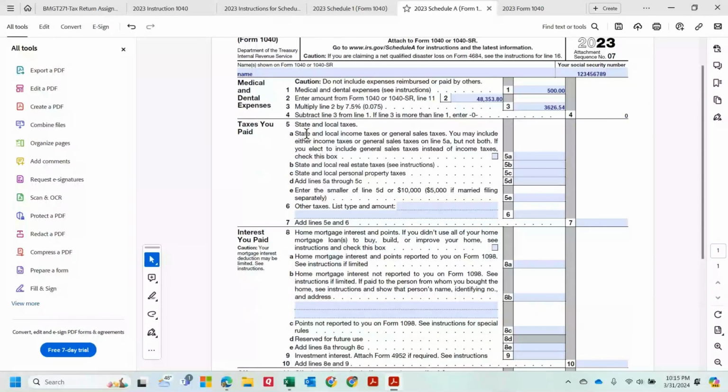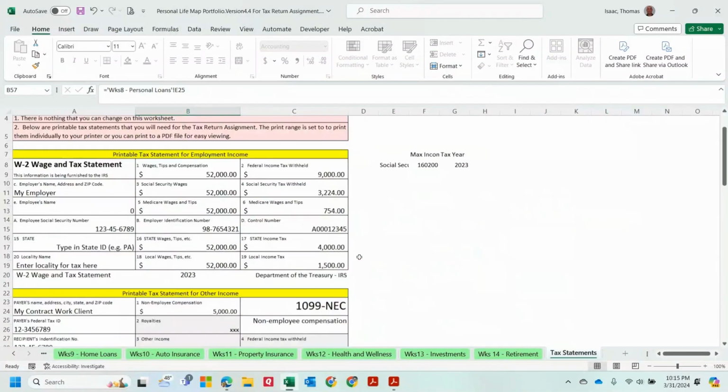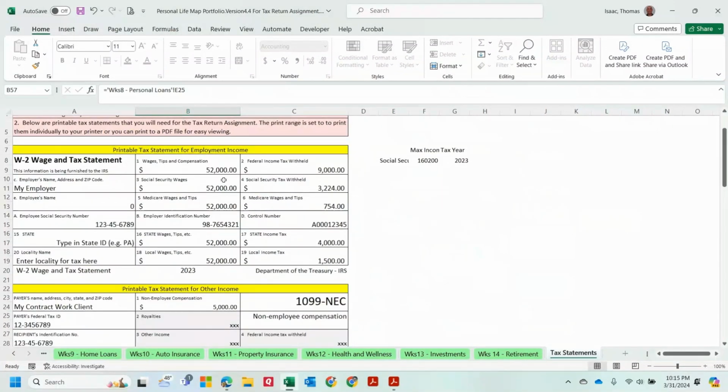Taxes, state and local taxes. You'll notice that we have state and local income taxes. You can deduct those. So where does that come from? Back to my tax statements in form your W-2, it actually has my income taxes that I had withheld from worksheet number 4. So these were the items that I had deducted. I'm going to make note of them and we're going to carry them over into Schedule A.